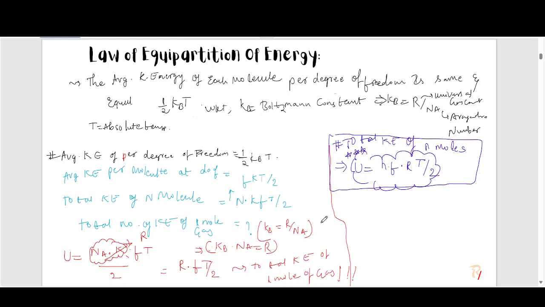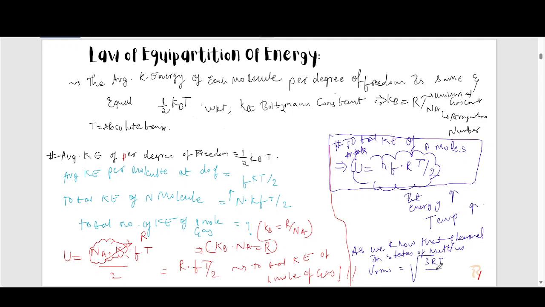Okay, since internal energy increases, temperature also increases. As we know from states of matter, Vrms equals root over 3RT by M. Since Vrms increases, T also increases. Very important.